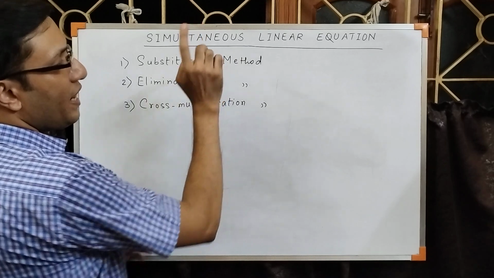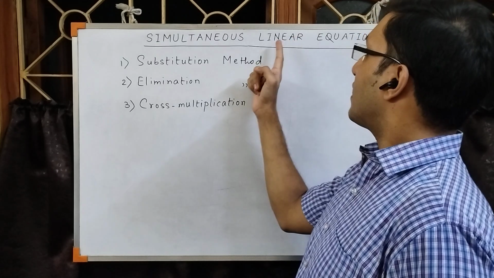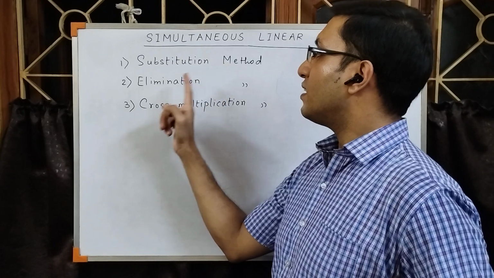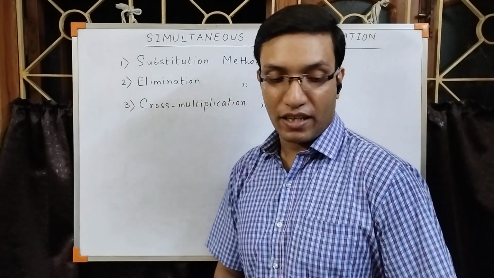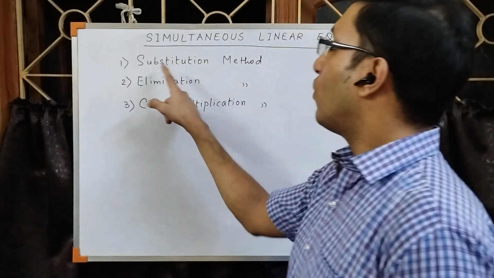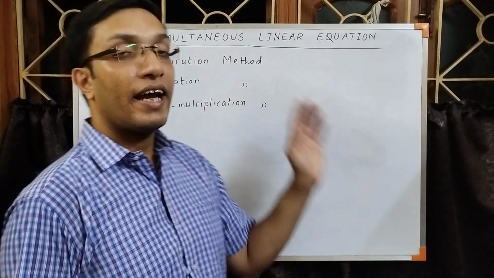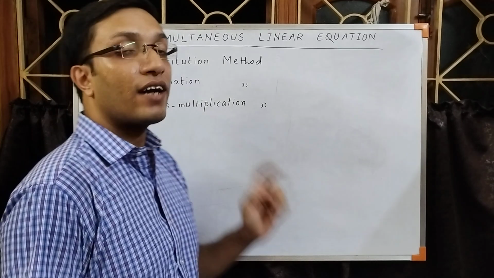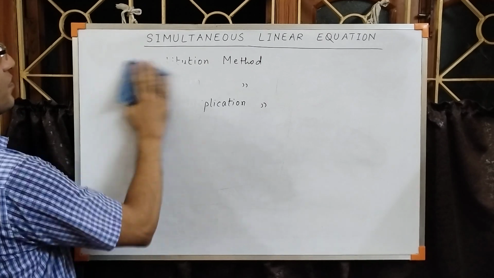Now, there are three different methods for solving simultaneous linear equations. Number one is substitution method, number two is elimination method, and the third one is cross multiplication method. In today's class, we will be learning only the substitution method because I have divided this chapter into three classes. And in the next two classes, we will be learning elimination and cross multiplication method respectively. So let's see.